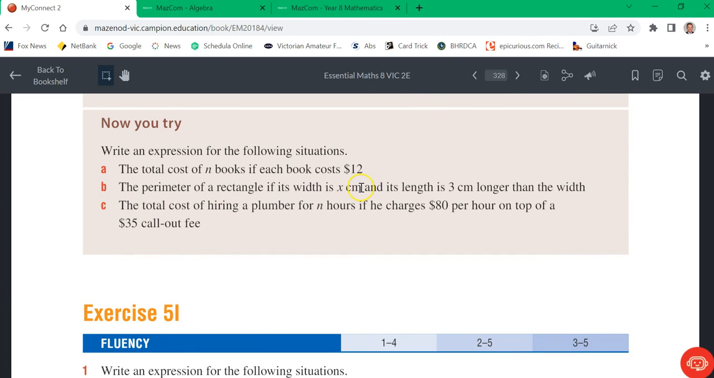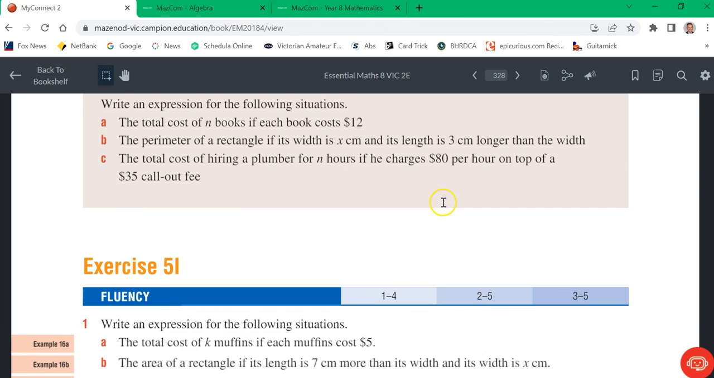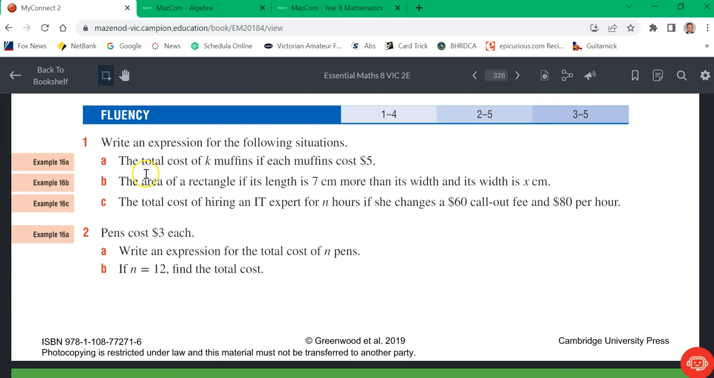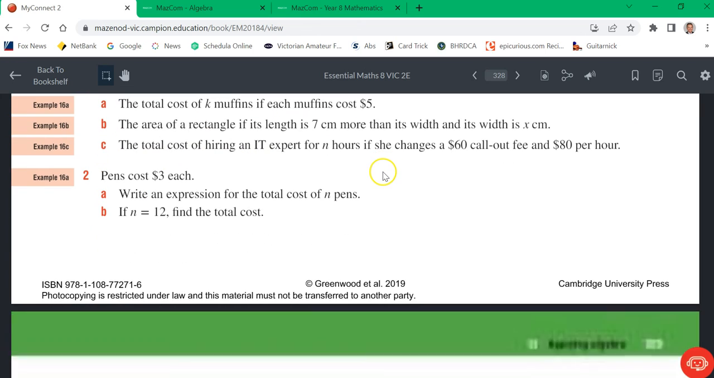The total cost of N books, if the cost is $12, that's 12N. Perimeter of a rectangle, if its width is X and its length is 3 centimeters longer than the width. So then you've got X plus 3. So you've got X plus 3 in a bracket, plus X plus X plus 3 in a bracket. Let's have a look at these ones here. The total cost of K muffins, if each muffin costs $5, so that would be K5.